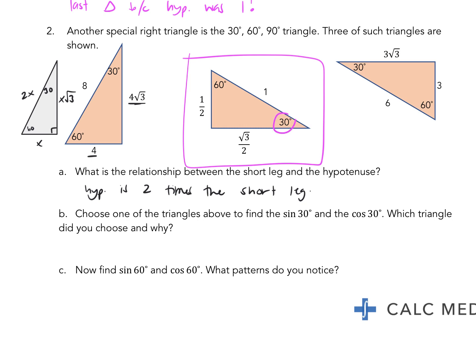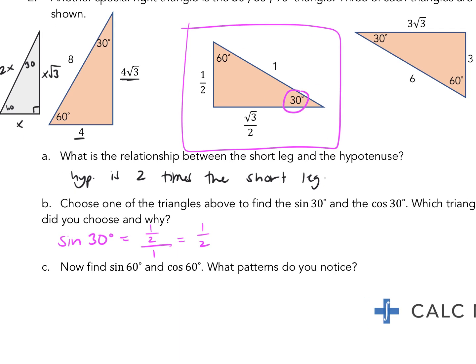So I want to find the sine and cosine of 30 degrees. Sine of 30 degrees is equal to my opposite side over my hypotenuse. So I'd have 1/2 divided by 1, which is just 1/2. If I did cosine of 30 degrees, cosine would be what first? Square root of 3 over 2, my adjacent side divided by my hypotenuse. So that's just the square root of 3 over 2.